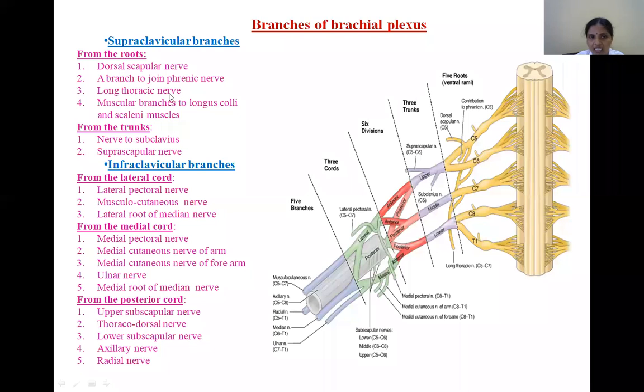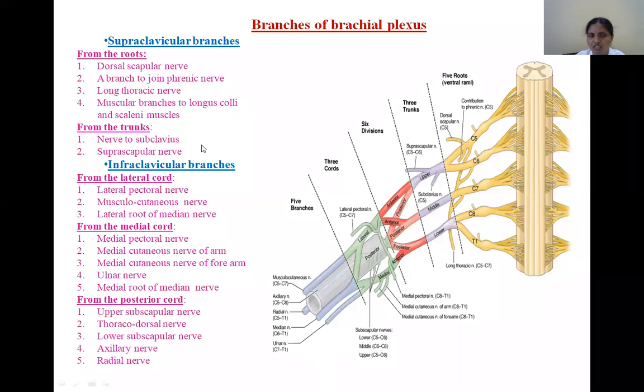Then the long thoracic nerve. This is derived from the roots again, C5, C6, C7. Then muscular branches to the longus colli and scalenus muscles. See, the cervical plexus also supplies the skin and muscles of the neck. Here the roots of the brachial plexus also supply the longus colli, that is a prevertebral muscle, and the scalene muscles, which are paravertebral muscles.